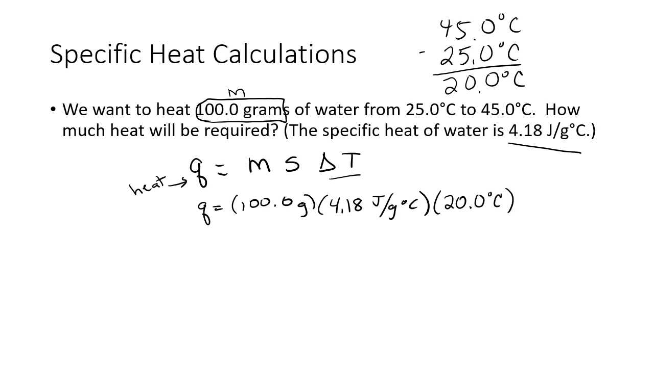I would then multiply those three values together, and I would get 8,360. The unit on that, grams, are going to cancel out. The degrees Celsius will also cancel out, and I'll be left with a unit of joules.